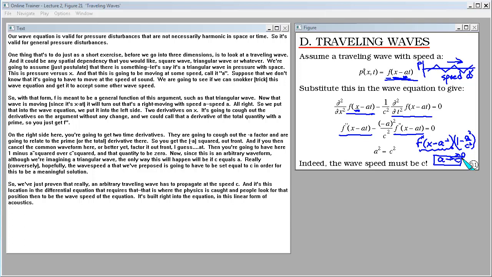So we've just proven that an arbitrary traveling wave has to propagate at the speed c. And it's this location in the differential equation that requires that. That's where the physics is caught, and people look for that position then to be the wave speed of the equation. It's built right into the equation in this linear form of acoustics.